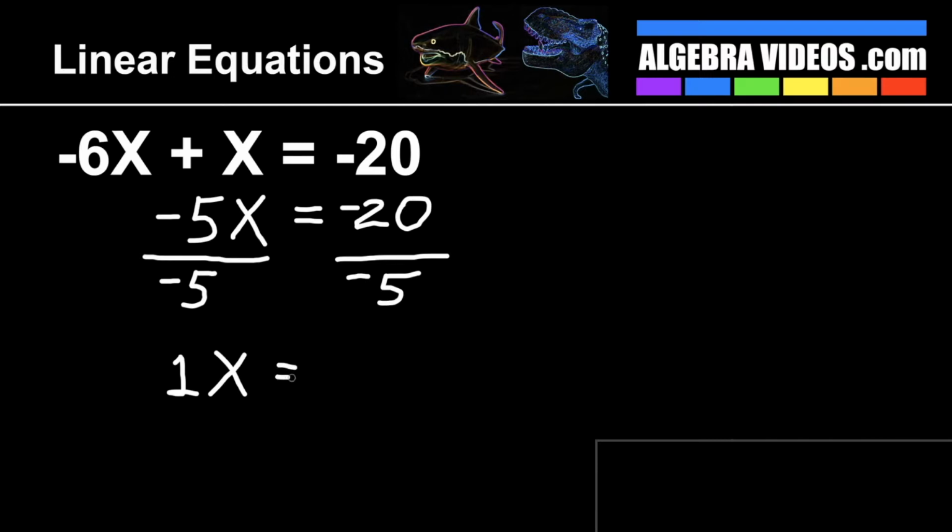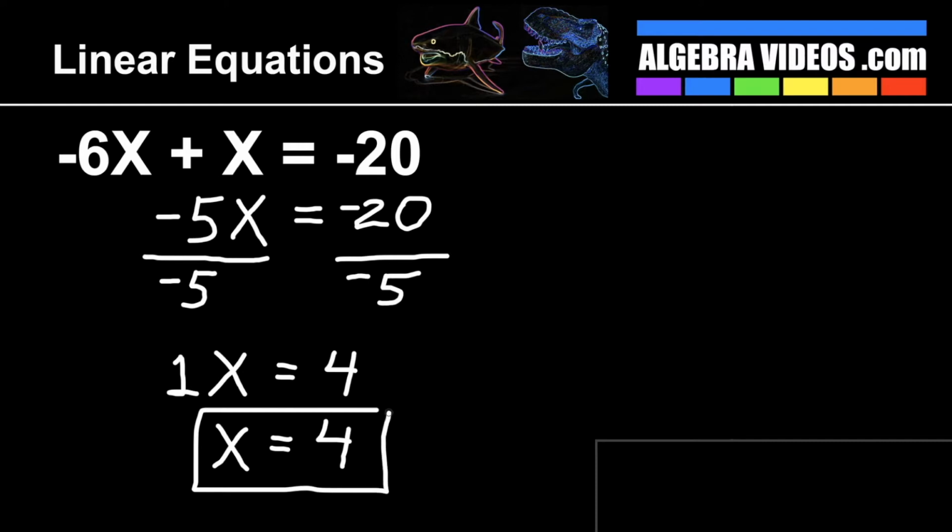And that equals, on the right side, negative 20 divided by negative 5. Well, negative divided by negative is a positive. 20 divided by 5 is 4. So this entire thing on the right side simplifies to just a positive 4. And now, going back to the left side, 1x is just the same as x, so we can just write that as x. You don't need to write the 1. x is equal to 4. And that is the solution.